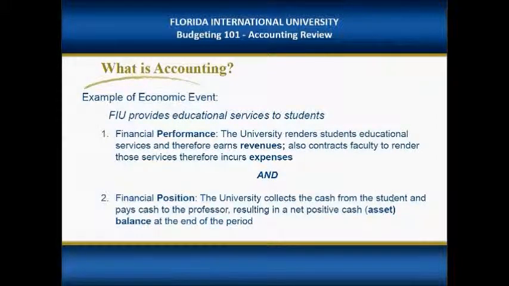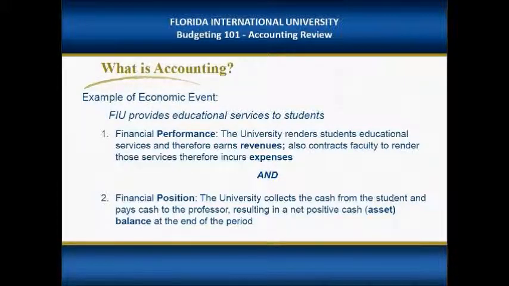Let's talk about an example here. FIU provides educational services to students. That is our main mission. Remember, two sides to accounting. Let's talk about them. Financial performance. The university hires faculty to render our student educational services. When those services are rendered, the university earned revenues. However, we owe the faculty payment for their services that allowed us to earn revenue. Those are called expenses. Again, revenues and expenses.